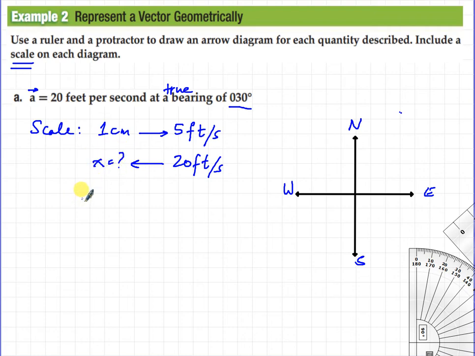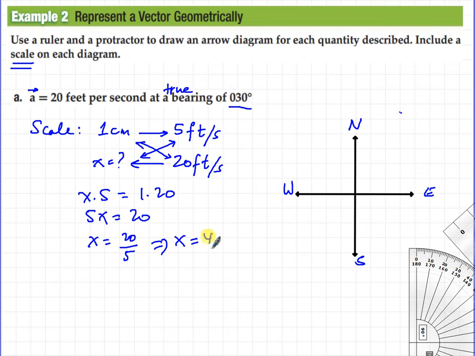Again, the crisscross: x times 5 equals 1 times 20. So 5x equals 20, x equals 20 over 5, so x is equal to 4 centimeters. So now I know that the arrow should be 4 centimeters starting from the origin.